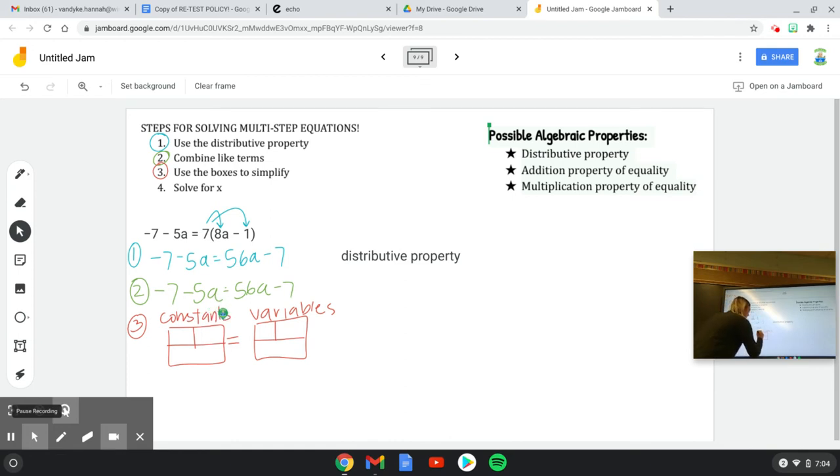I'm bringing this 56a down. And then when this -5 has to cross the equal sign to be with the variables, it's going to become a +5. Same thing with this -7, I'm bringing it down, and then when this -7 has to cross the equal sign, it's going to become a +7. So now I just have to simplify what's in my boxes. -7 plus 7 gives me 0, and 56 plus 5 is going to give me a 61a. Whenever I use boxes, I'm using the addition property of equality.